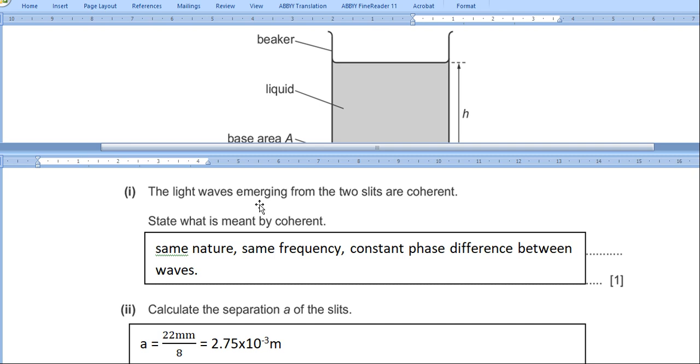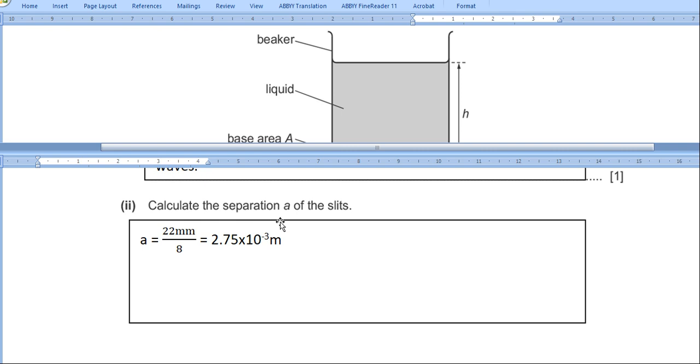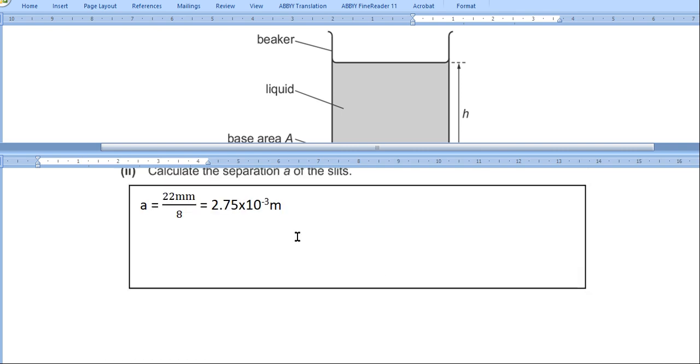The light waves emerging from the two slits are coherent. State what is meant by coherent. Same nature, same frequency, constant phase difference between the waves. Calculate the separation. So, separation of the slits. It's not the slits, it is the fringes. 22 millimeters over 8. So we get the distance between fringes.